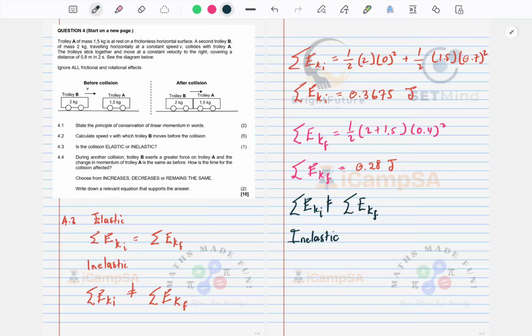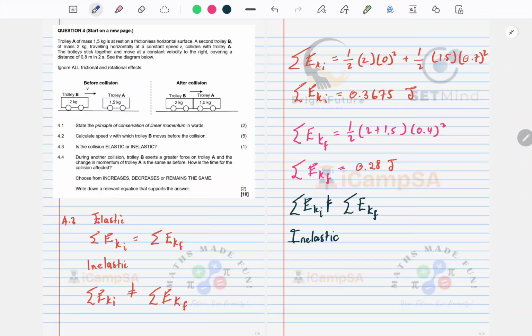Okay, so now let's move to a last question. Now they're asking us, during another collision, trolley B exerts a greater force on trolley A, and the change in momentum of trolley A is the same as before. How is the time of the collision affected? Choose from increases, decreases, or remains the same. Write down the relevant equation that supports the answer.